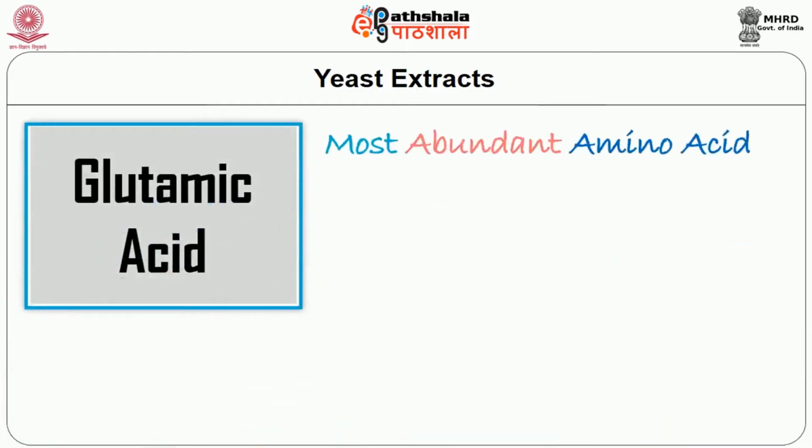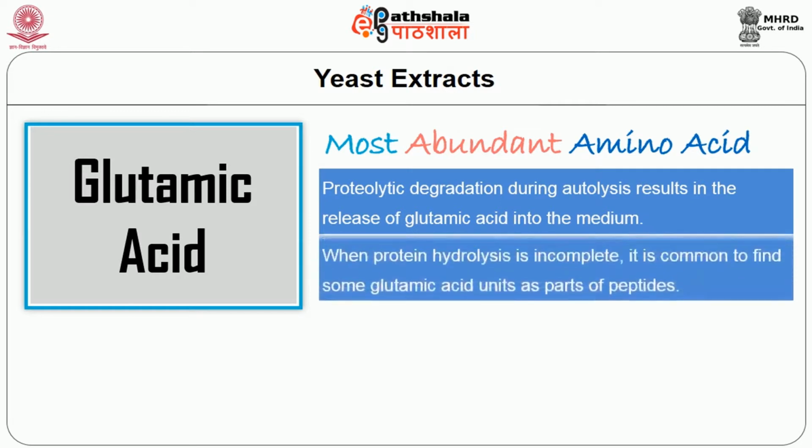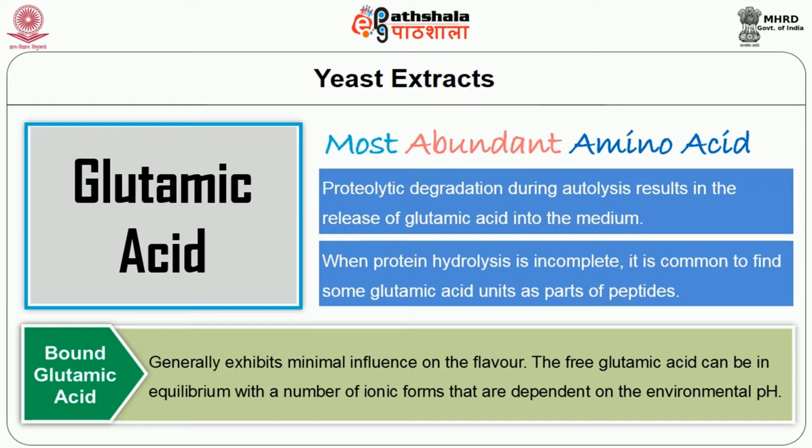Glutamic acid is the most abundant amino acid in a vast majority of proteins found in foods. Proteolytic degradation during autolysis results in the release of glutamic acid into the medium. When protein hydrolysis is incomplete, it is common to find some glutamic acid units as parts of peptides. Such bound glutamic acid generally exhibits minimal influence on the flavor.